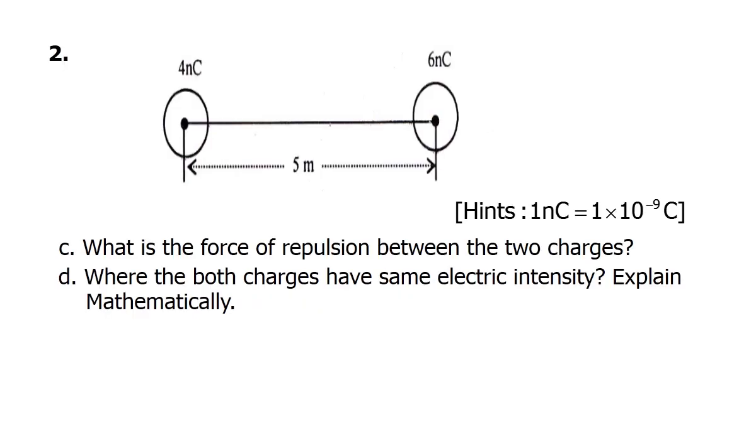And your creative question number 2, look at the figure. You can see here two charges which are given 4 nanocoulomb. Here n represents nanocoulomb, and 1 nanocoulomb is equal to 1 into 10 to the power minus 9 coulomb. You have to calculate the existing force between two charges, and then you have to calculate at what point the electric intensity will be 0.